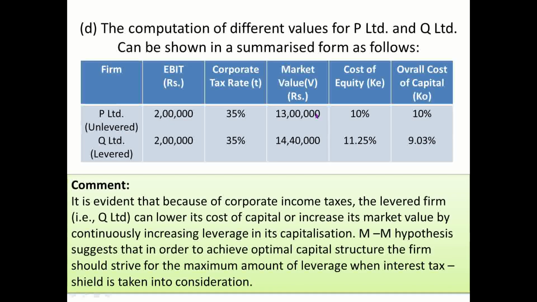So this is the high cost and this is the low cost. Generally P Limited will try to borrow funds and lower its cost. It is evident that because of corporate taxes, the levered firm can lower its cost of capital or increase its market value by continuously increasing leverage in capitalization. So the overall cost reduces due to continuously increasing the debt. The firm with no debt will try to take debt to reduce the overall cost of capital. So friends, this is all about your Modigliani Miller approach.